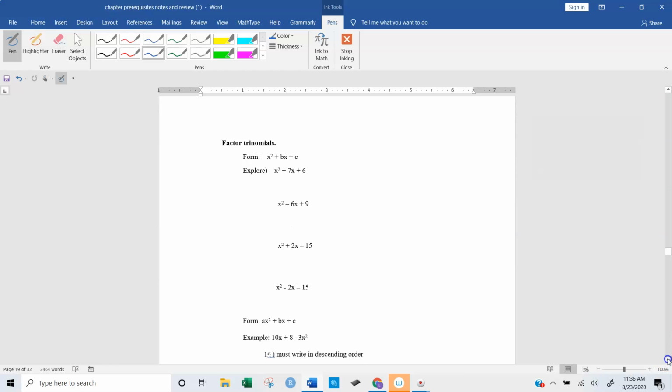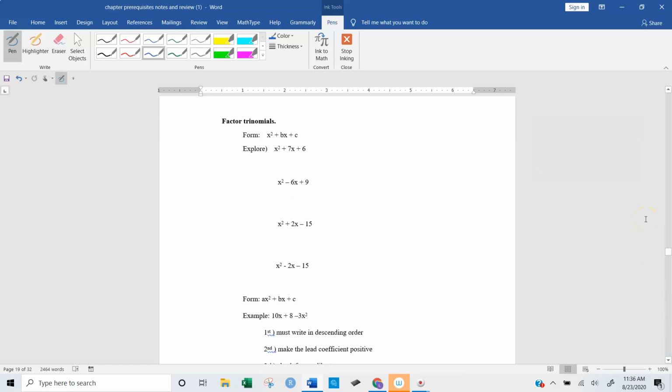All right, factoring trinomials. When you look at this here, if there is a 1 in front, this is the one you should remember easily. You don't have any work to do. You look at the last and you try to get the middle. So it's factors of the last that add or subtract, whatever it may be, to the middle term.